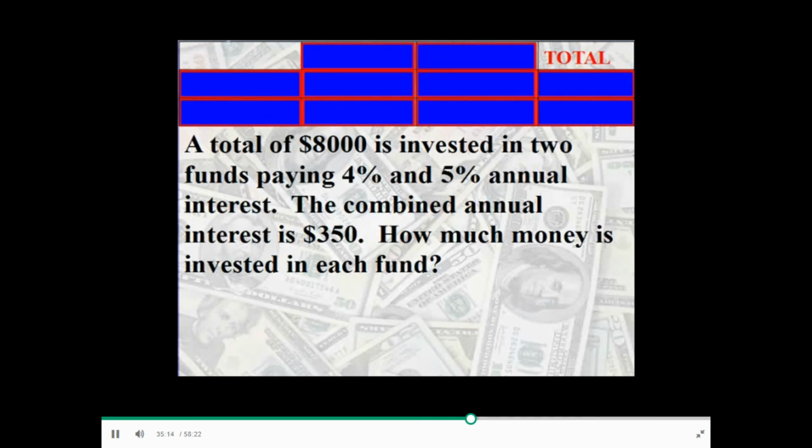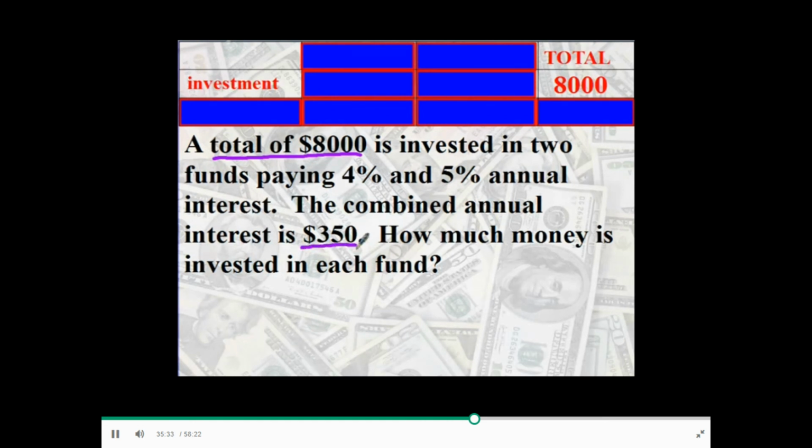Next, I have to figure out what my two totals are. Well, this one makes it really easy. It says a total of $8,000, so one of these has to be 8,000. And that's our total amount of money, how much we invested. All right, 4%, 5%, that's not a total, but combined annual interest is $350. So $350 is going to be my interest total. So I write interest and $350.